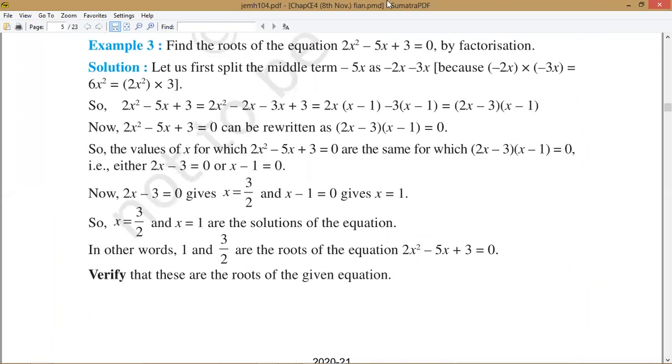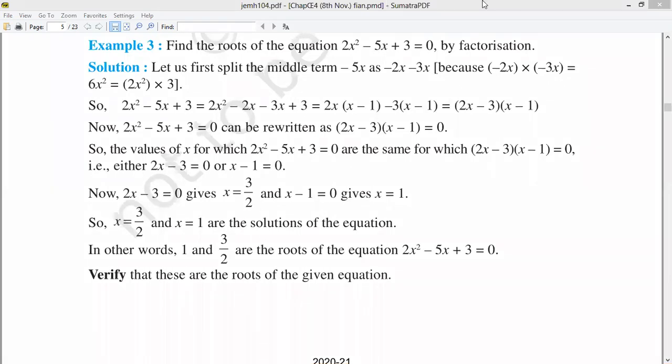Find the roots of the equation 2x square minus 5x plus 3 is equal to 0 by factorization. So this is the equation, and the equation is a quadratic equation because the degree of the variable is 2. So इसमें हम करते हैं कि जो x square का कोफिशिएंट है, this is 2, and constant term is 3. So 2 into 3 is equal to 6.